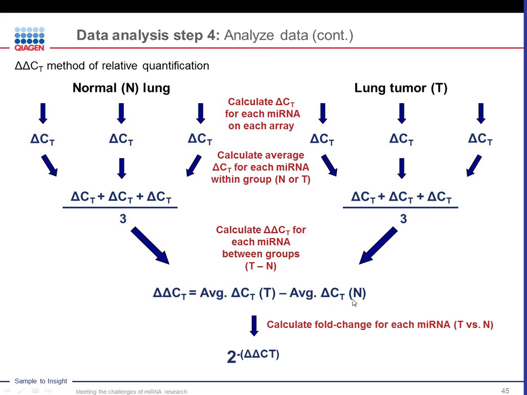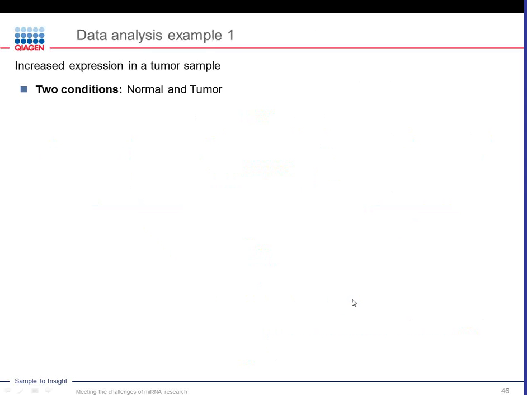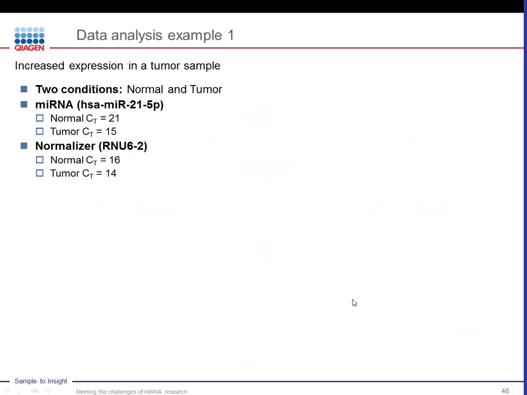From there, you linearize and calculate your fold change for each microRNA, tumor versus normal, using the equation 2 to the negative delta-delta CT. So looking at a couple examples of how to calculate this, first off, we'll look at an increased expression of a target in a tumor sample. Two conditions, normal and tumor.